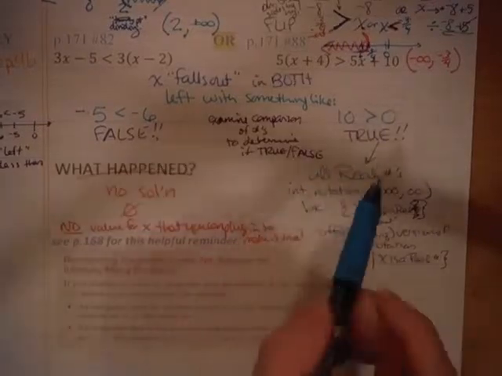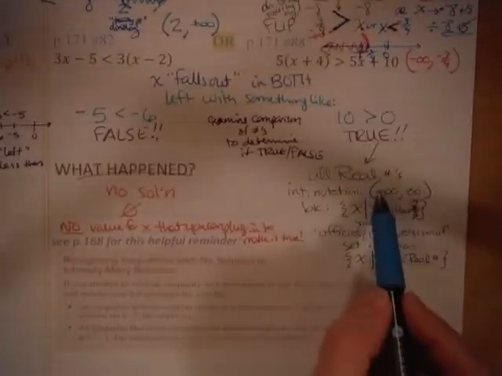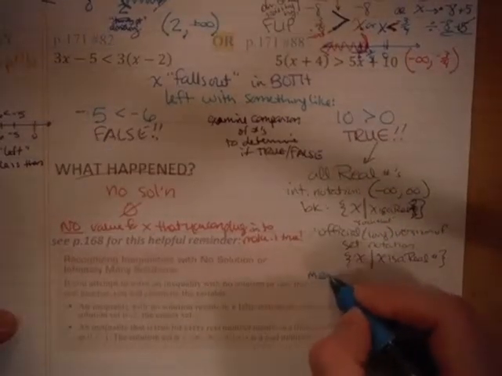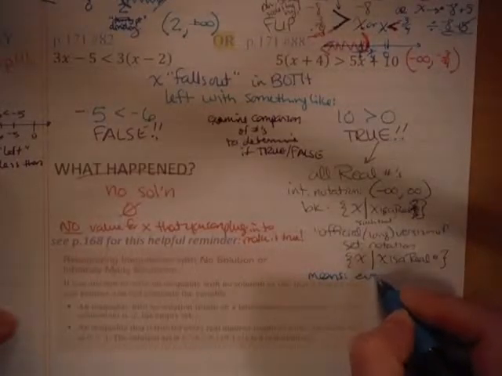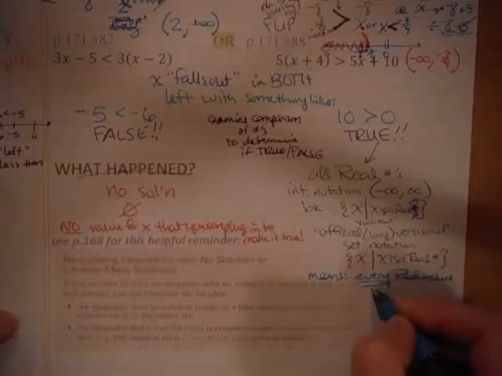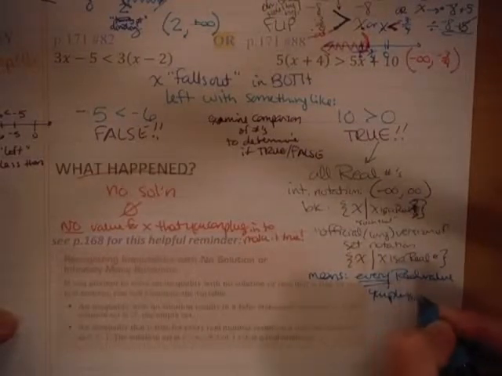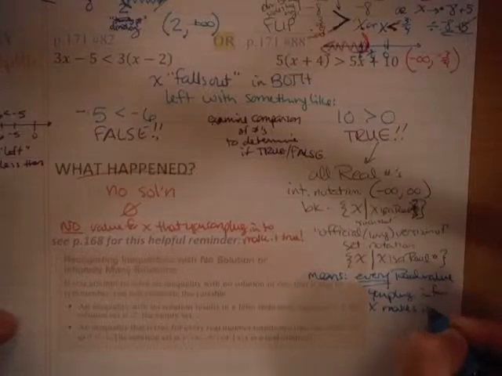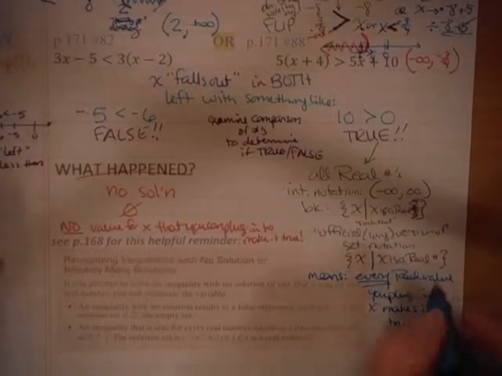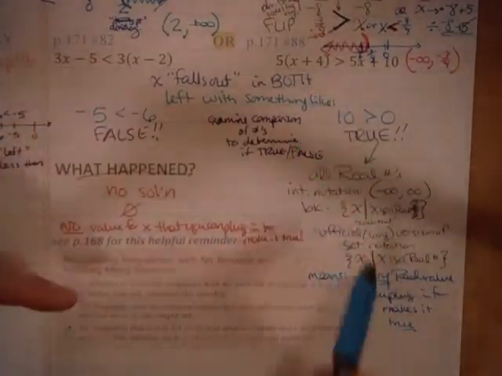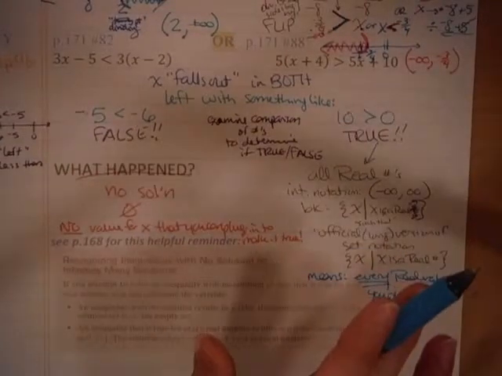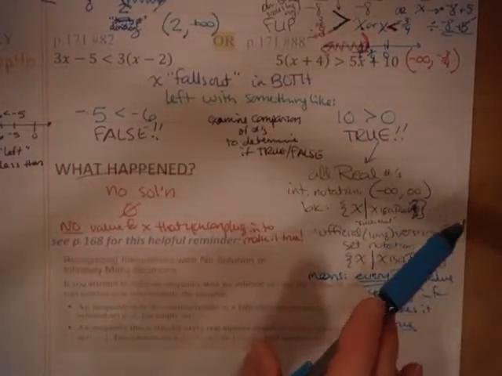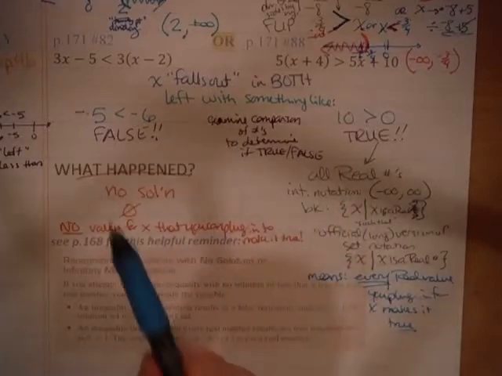What does that mean? That means that every value you plug in for x makes that statement true. Every real value you plug in for x makes it true. Okay? So when you have the variables fall out and poof, they go away as you're trying to move them from one side or the other, or you combine like terms and poof, they go away.